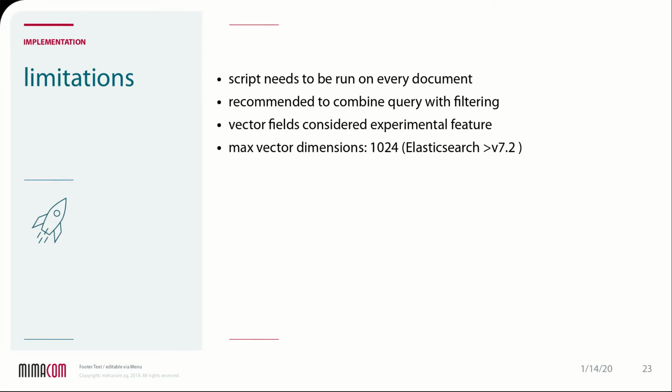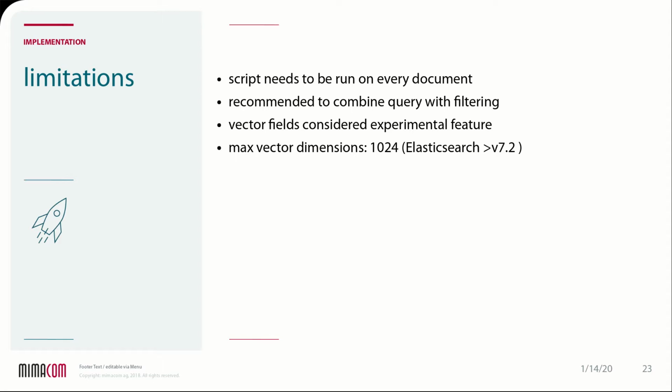So the limitations right now for this approach is that the script needs to be run on every document because we use it for scoring. And thus it's recommended to combine that with filtering. So if we have a chance, we want to pre-filter our collection, so it's a reasonable amount of documents, and then we can apply the scoring.